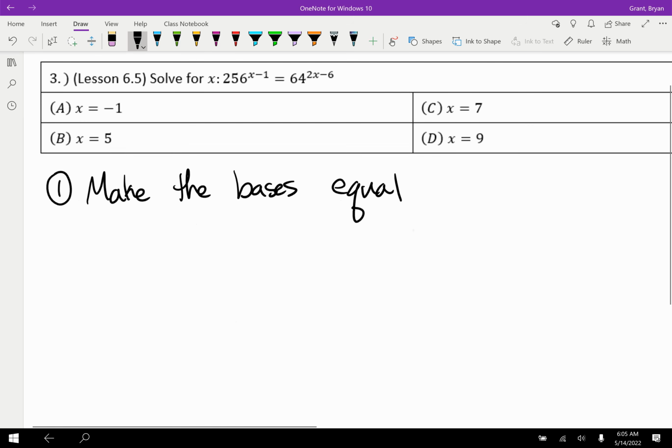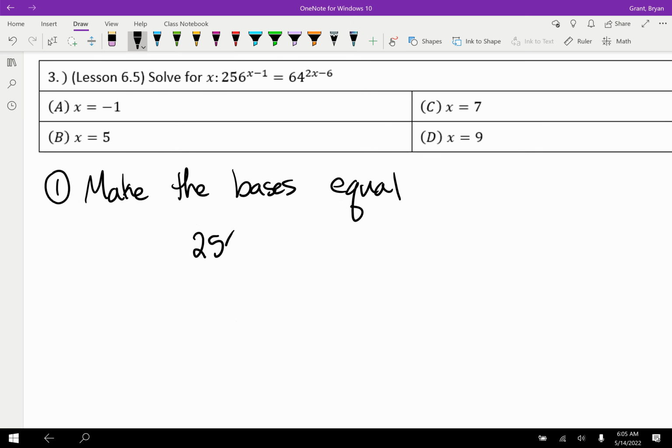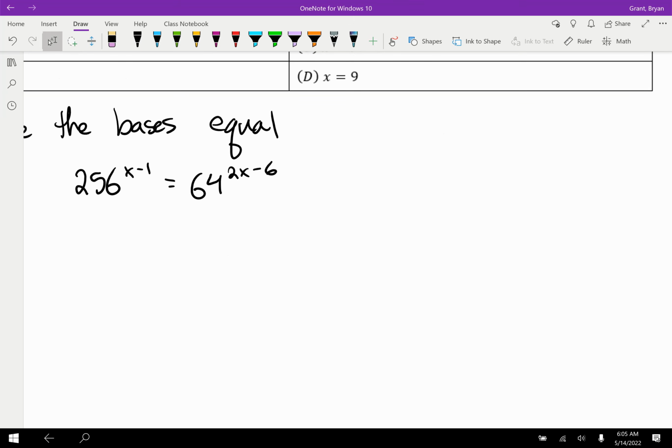So the first thing I would try to do, if I'm looking at 256 to the x minus 1 equals 64 to the 2x minus 6, is think, okay, we're going to change the bigger number into the smaller number. That is almost always what we're trying to do. So I would take that 256 and say, okay, what power of 64 equals 256? And I'd start with 64 to the first power, and I'm using your calculator notation, but you'll find that's 64.